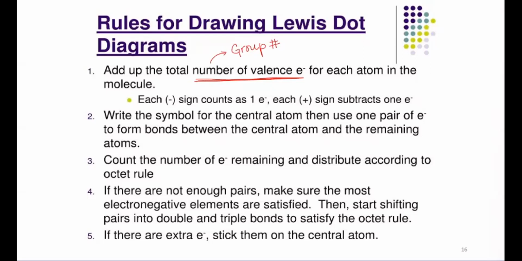And if there's not enough pairs of electrons, we have to make sure that the most electronegative elements are satisfied. We are going to learn about electronegativity in tomorrow's class. But again, I'm just going through this. And then we're going to start shifting the pairs of electrons into double bonds and triple bonds to satisfy the Octet Rule. And then if it happens to be that you have any other extra electrons, we're going to stick them on the central atom, okay? So again, all of these are words, words, words. I think that this is better illustrated when we practice.